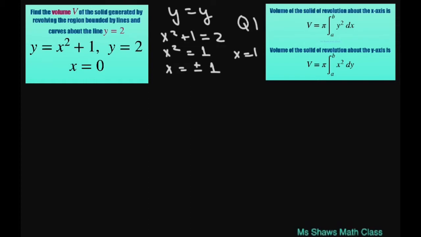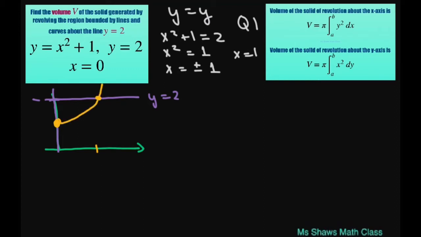All right, so let's do a little sketch here and see what we have. We have x equals 0. That's this line here. Y equals 2. So that's y equals 2. And x squared plus 1 means it's up by 1. And if we go to 1, that's going to go to 2. So something like this. All right, and this is the shaded region.